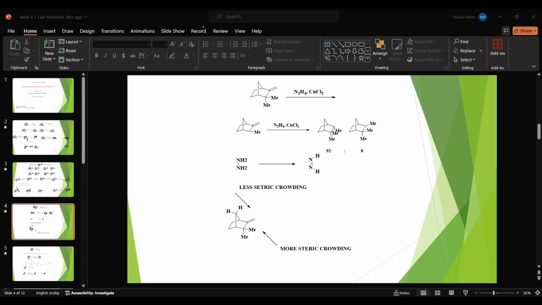So it will directly give the hydrogen. How will it form the six-member ring? That's what I will explain: how it will form the six-member ring.